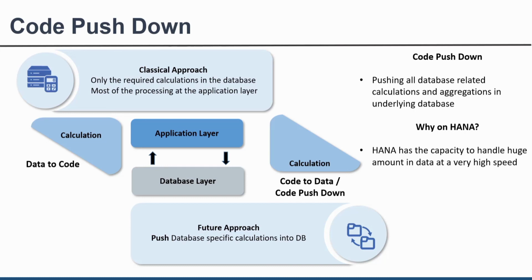So when you will be writing your code on top of HANA, you will have to ensure that you are implementing code push down on top of HANA. Unless you implement code push down on top of HANA, you will not be able to see better performance for your programs, for your custom code. That means if you want to have better performance on top of HANA, you will need to use different code push down techniques. And SAP has introduced different code push down techniques which can be used by ABAPers.